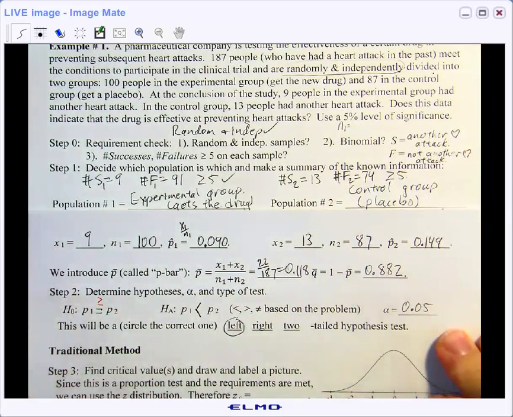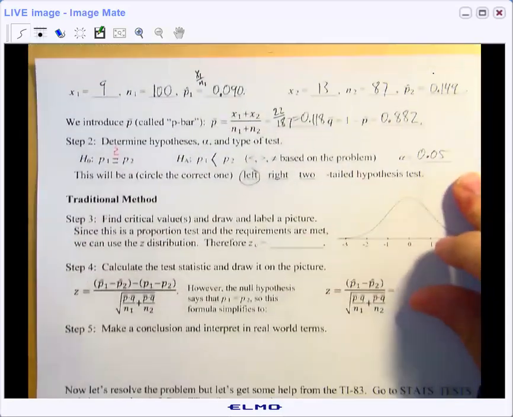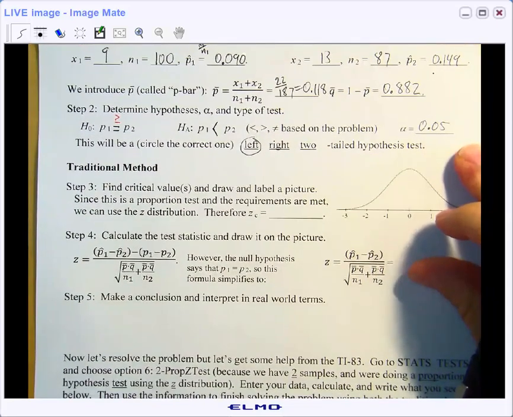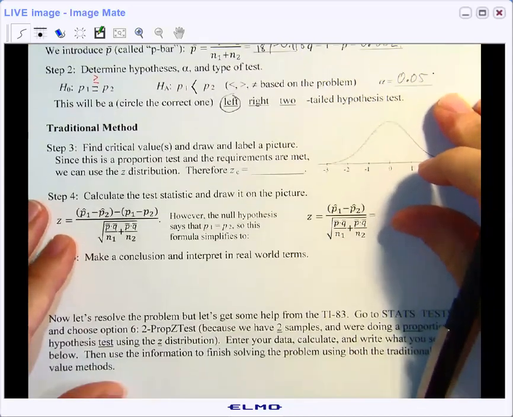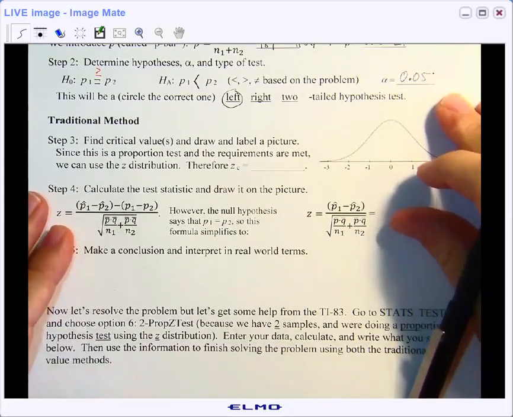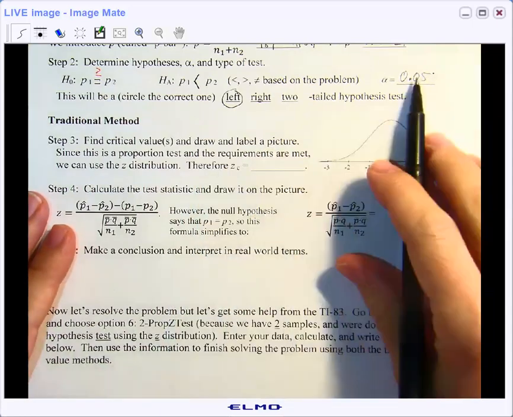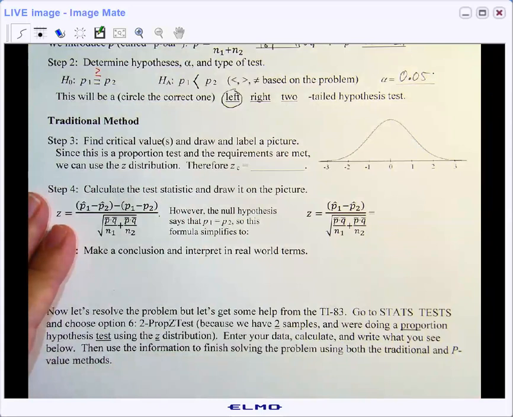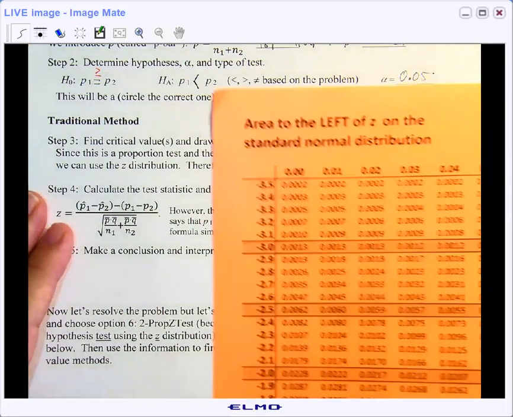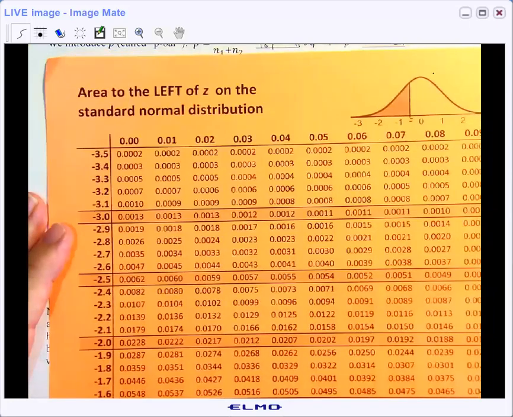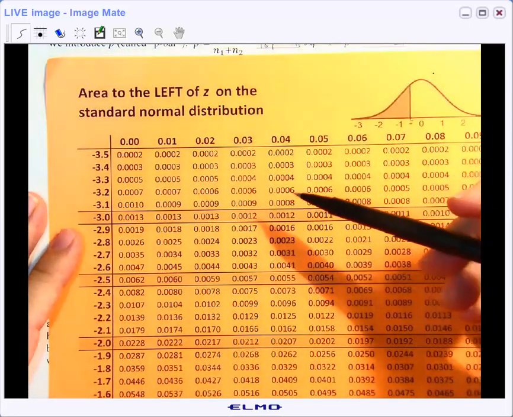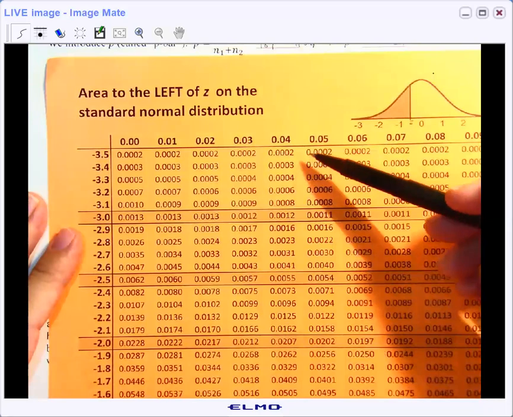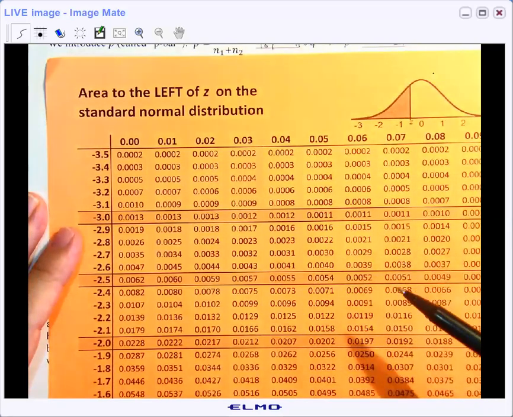So let's again look at our two different methods, the traditional method and the p-value method, and then do a little bit of compare and contrast. You're welcome to use whichever one you like the best. So if we do our traditional method, we have a 5% level of significance on a left-tailed test. So we need to find the critical value that will give me 5% of the area in the left tail on the z distribution, because we're using the z distribution because it's a binomial and we have a large enough sample size, using the normal approximation to the binomial.